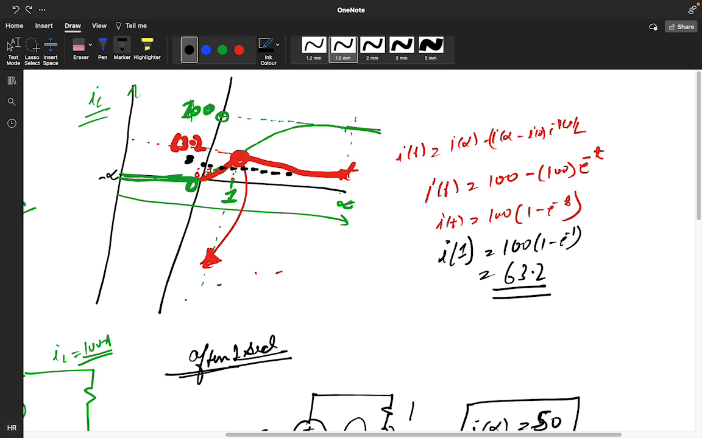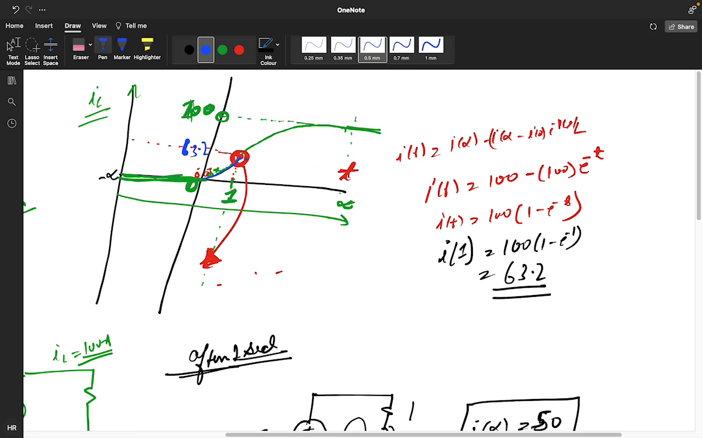Prasanna, understood? Prasanna is not there. Priyanka, you understood? Yes, sir. It's clear? Yeah. So this is what we are doing. I hope it's clear now. I'm justifying with you.